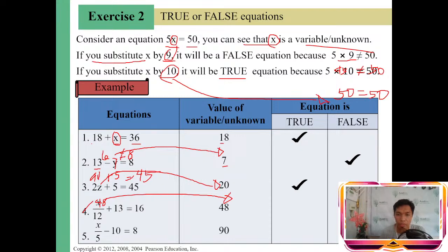Okay. Next one, number 5, we have 90. 90 divided by 5 is equal to 18. 18 minus 10 equals 8. So they are equal. That is how we find if the equation is true or false. If that is true, it must be equal. If that is false, it must be not equal.